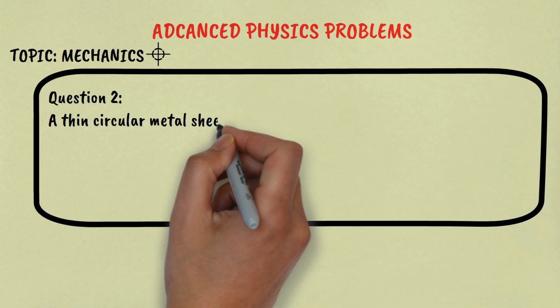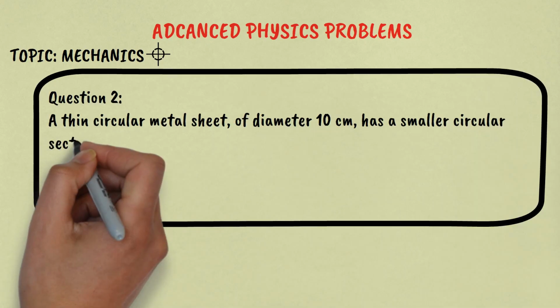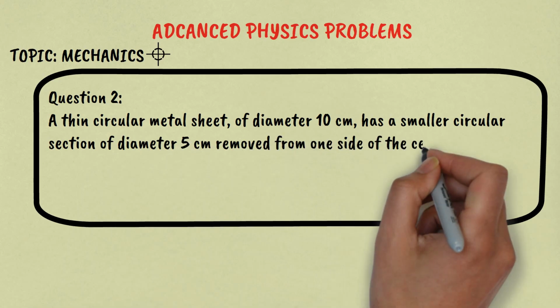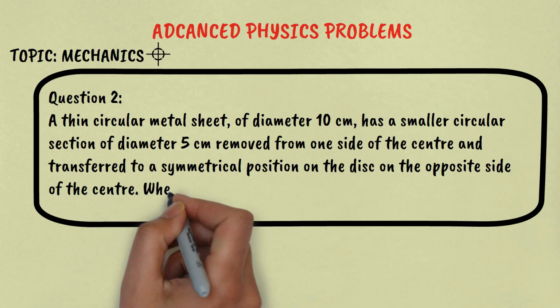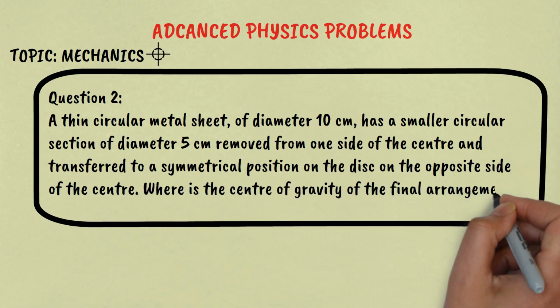In today's video, we're going to solve a really interesting problem on center of gravity. Here's the challenge. We have a thin circular metal sheet, a smaller circle is cut out from one side, and then that exact piece is placed on the opposite side. Where will the new center of gravity lie?